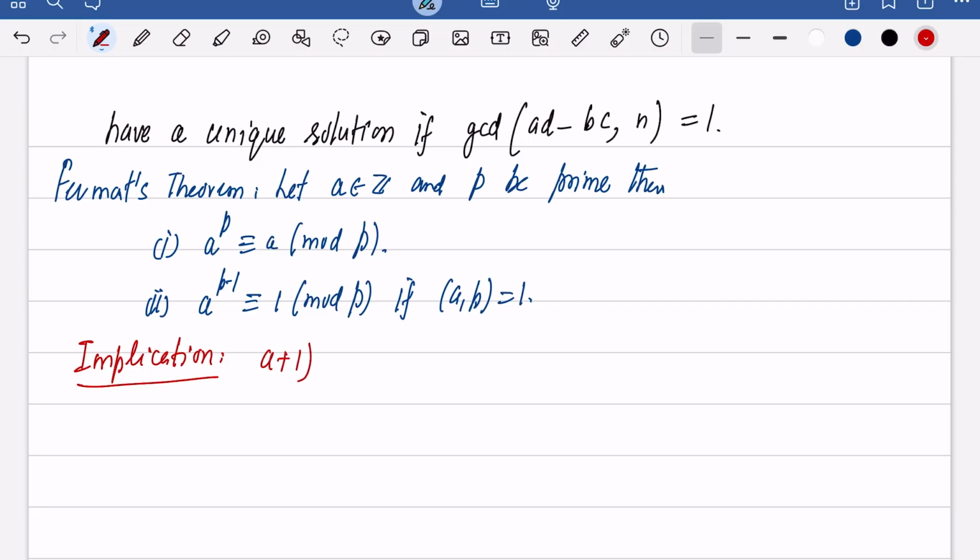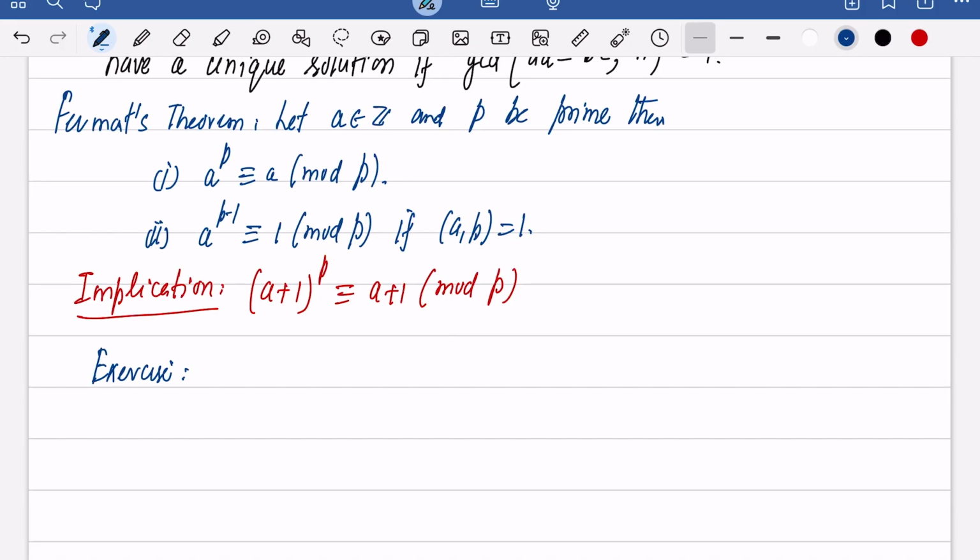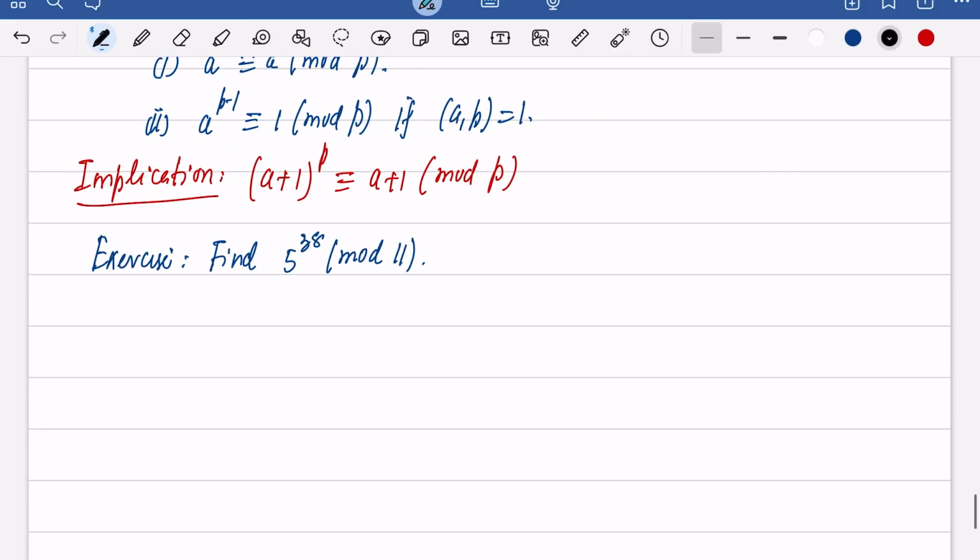(a+1)^p is always congruent to a+1 modulo p. Now here we take an exercise: find 5^38 modulo 11. So let's try to find a solution using Fermat's theorem.